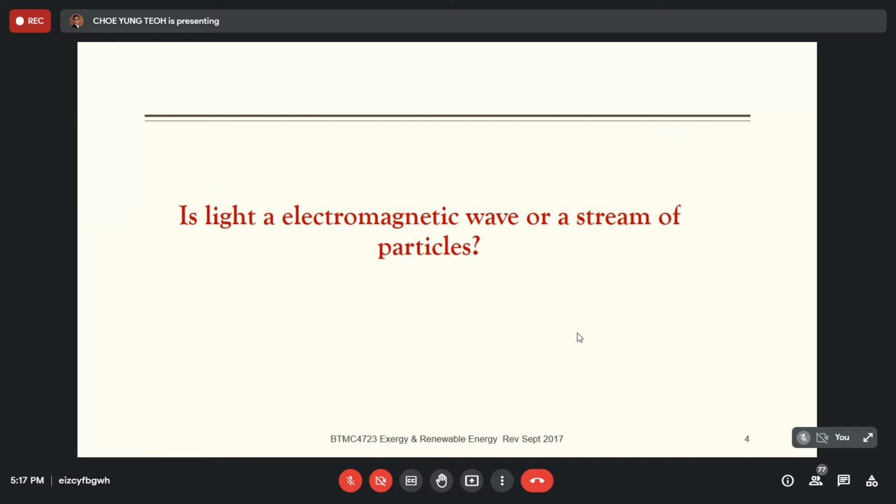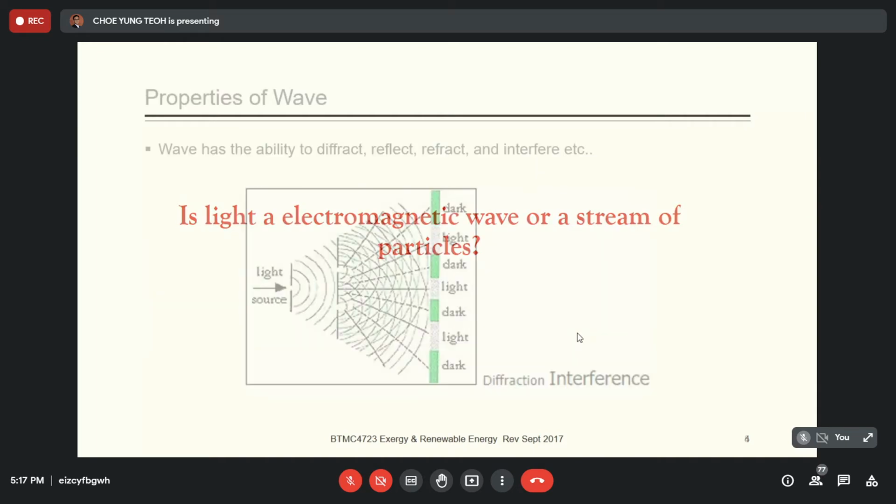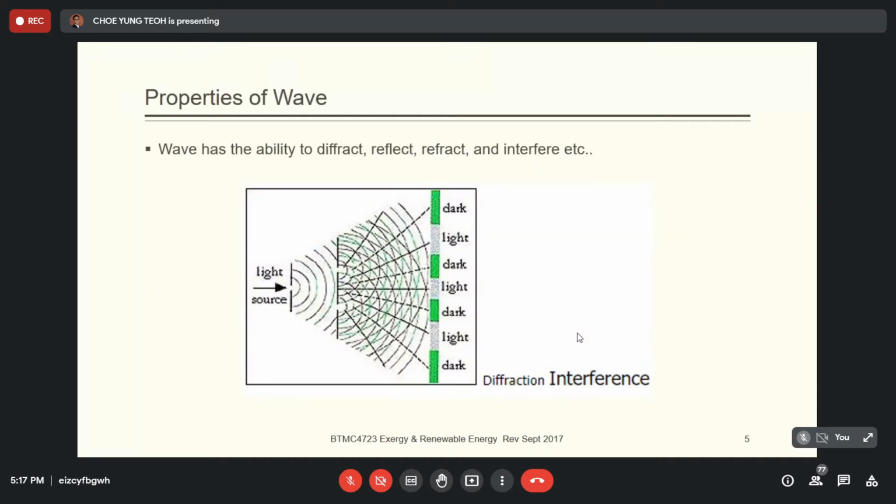Electromagnetic wave or stream of particles. Maybe you look at this. These are the properties of waves, where it has the ability to diffract, refract, and interfere. They can have superposition, diffraction, or interference. So you can see that when two lights superimpose, they will become very bright. The amount of energy will double up. When they cancel out each other, they will be very dark. When they have this kind of ability, it means that the light is a wave.